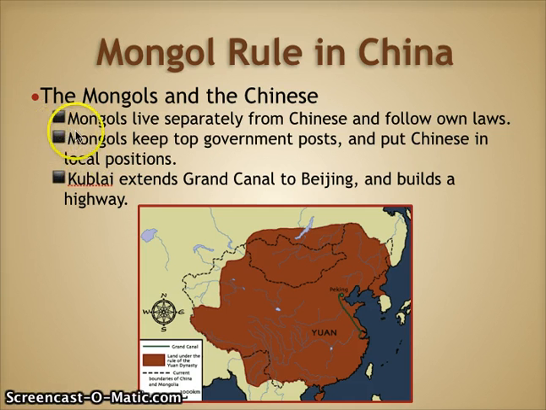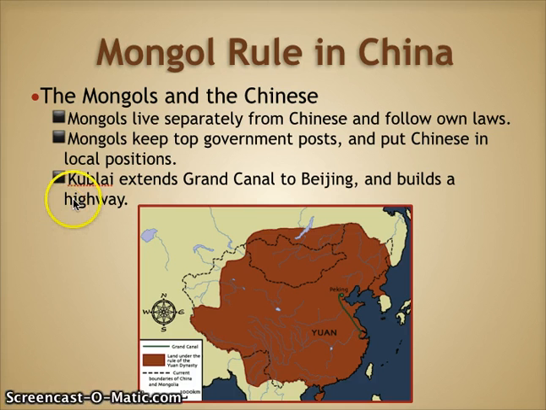He also keeps the top government posts, giving them to either Mongols or foreigners. And he puts the Chinese in charge of local positions. What this means is that the Chinese do not have authority in the government. The reason why he is giving this to foreigners or to other Mongols is Kublai Khan can trust them more. The foreigners do not have any local Chinese influence, and therefore they would be more loyal to Kublai Khan.